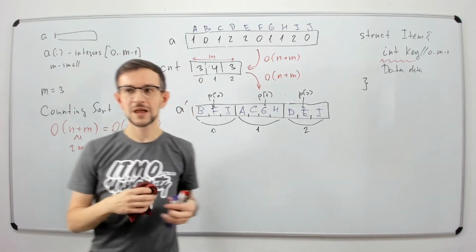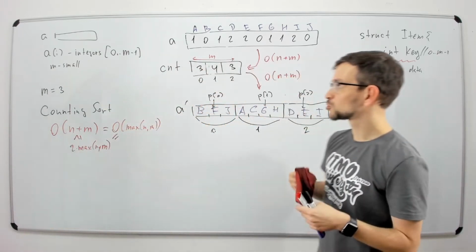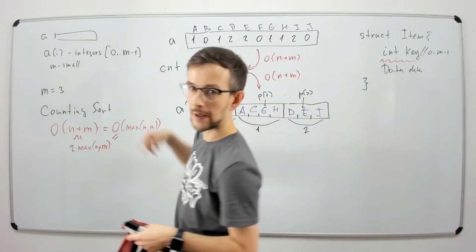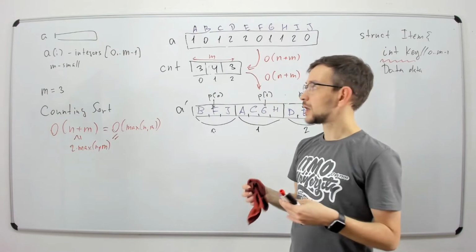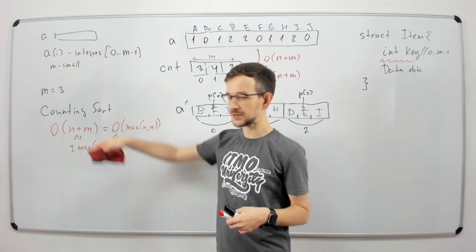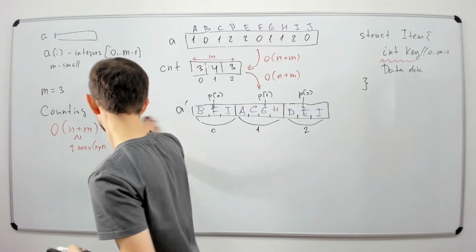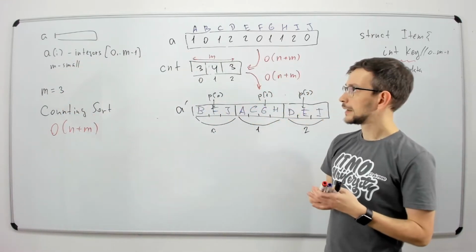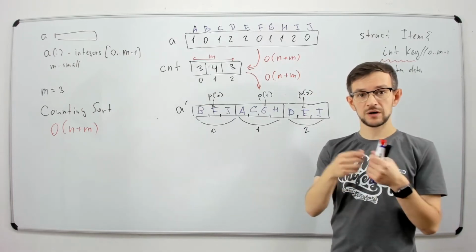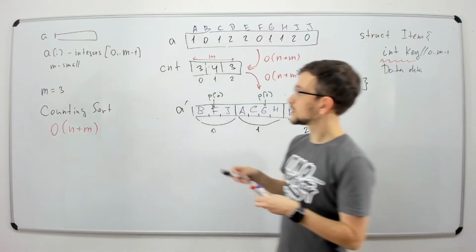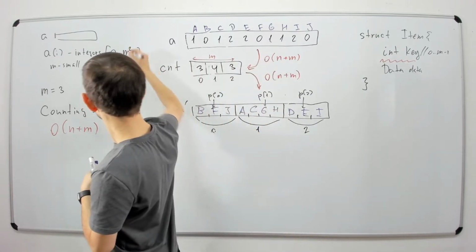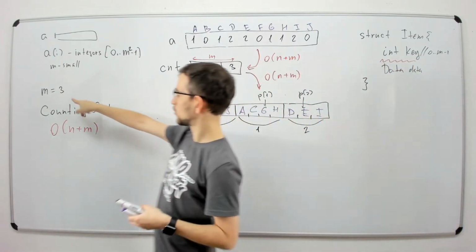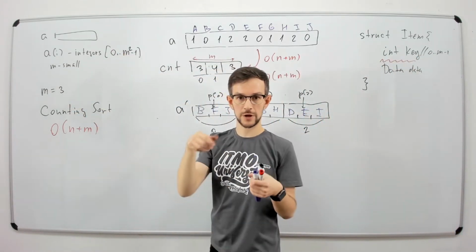So we learned how to sort the array of small integers. If you have an array of small integers up to m minus 1, then you can sort them using the count sort in n plus m time. Now, what happens if you have a little bit bigger integers? For example, if you have integers up to m squared minus 1. Well, for example, if m equals 3, you have integers from 0 to 8.